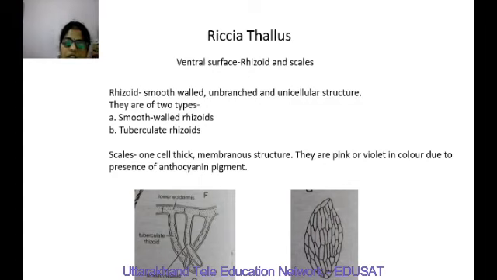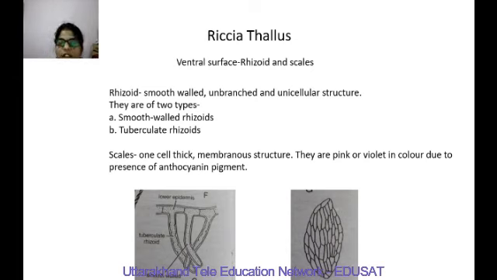The smooth-walled rhizoids are those whose inner surfaces are smooth, while the tuberculated rhizoids are those whose inner surfaces have peg-like processes. The next comes your scales. The scales are one cell thick, membranous structures. They are pink or violet in color due to the presence of anthocyanin pigment.